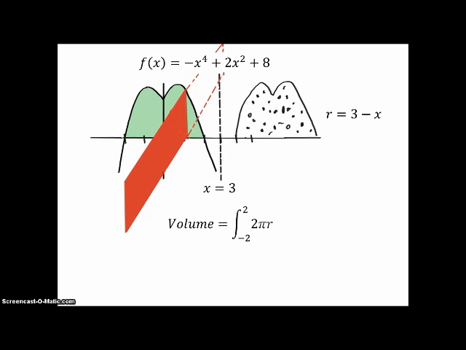And so now we have our volume equal the integral from negative 2 to 2, which are the x-intercepts. That's the region goes from negative 2 to 2. 2 pi r f of x. And in this case, we substitute 3 minus x for r, and we substitute negative x to the fourth plus 2x squared plus 8 for f, which gets really messy. So I just typed it into my calculator, leaving the pi out so that I get the exact answer. And then don't forget to put pi back at the end. So that one equals 179.2 pi.